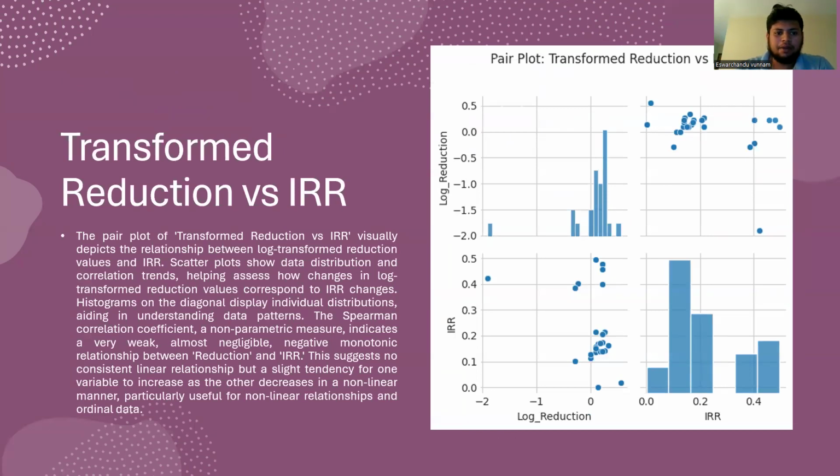And the pair plot of log-transformed reduction versus IRR visually depicts the relationship between log-transformed reduction values and IRR. Scatter plots show data distribution and correlation trends, helping assess how changes in log-transformed reduction values correspond to IRR changes. On the reduction, this suggests no consistent linear relationship, as one variable increases and the other decreases in a non-linear manner, particularly useful for non-linear relationships on ordinal data.